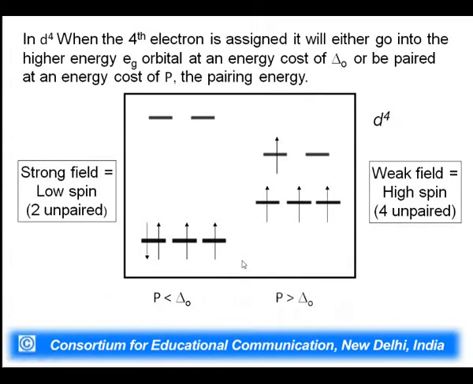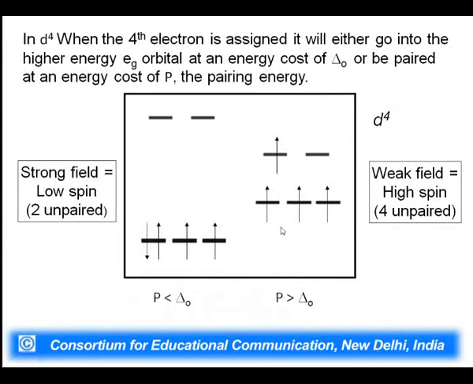But which configuration is preferred? That depends upon whether the pairing energy is less than the gap between the T2G and the EG, that is being called del O for octahedral complexes. So, when the pairing energy is less than del O or 10 dq value, in such a case we conclude that a low spin complex would be preferred, and when the pairing energy is larger than del O, in such a case there is a weak field case that is possible and four unpaired electrons are there, a high spin complex ultimately would be formed.